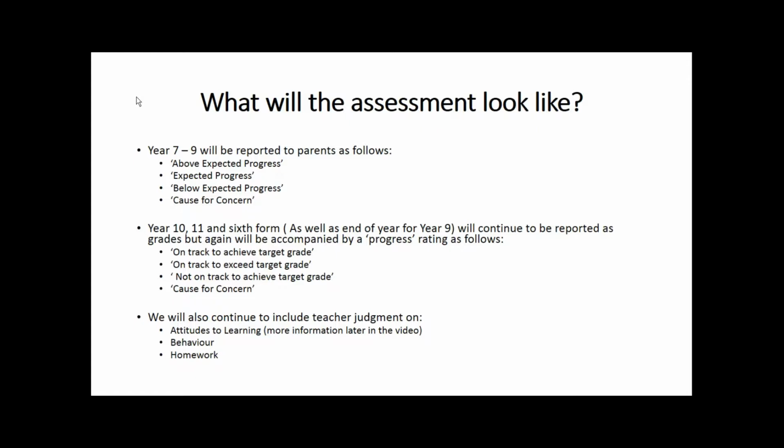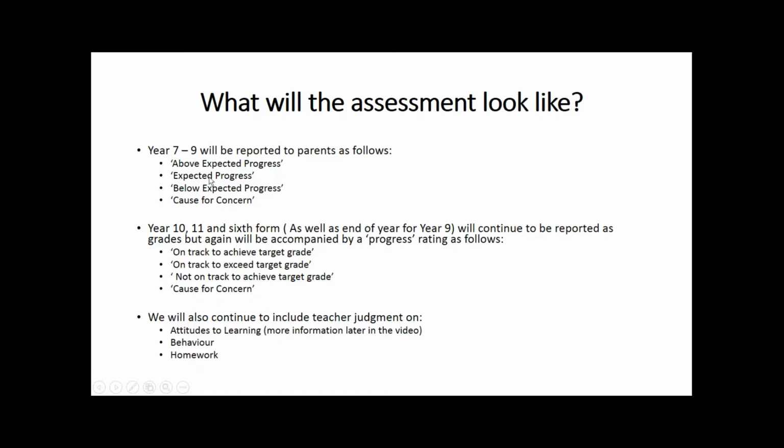Now, on your child's report you've received through the post, you'll notice some changes that have been made from feedback from pupils and also feedback from parents as part of our parent forum. Now, for a parent of a child in year 7, 8 or 9, you will now no longer receive grades. Instead, as a parent, you will be able to see if your child is above expected progress, below expected progress, or a cause for concern. The grades will be introduced in year 10, 11 and 6th form.